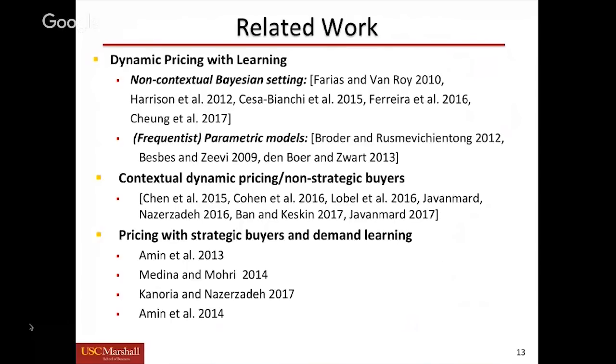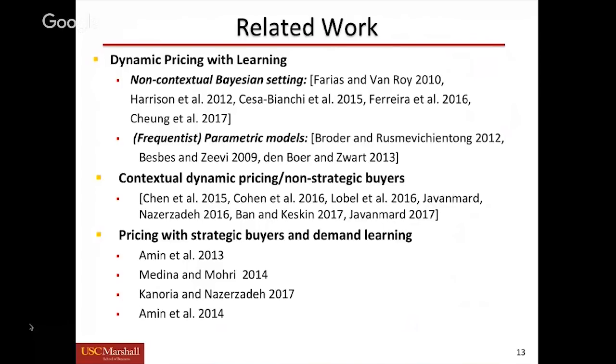The second line is contextual dynamic pricing. So here, it's for non-strategic buyers, but you assume that the valuations are defined in terms of a regression format. So it's a linear function in terms of the features, and you want to see what the optimal prices are. But again, this is for non-strategic buyers. And closely related to our setting is pricing when you have a strategic buyer and you also want to do learning. You want to learn these parameters.